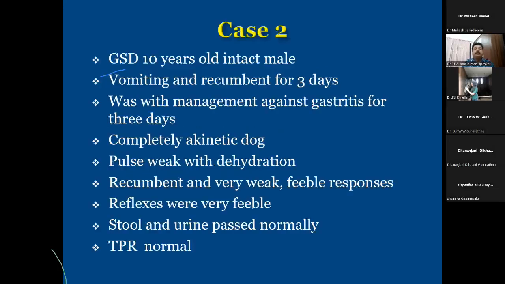And the second case, a GSD. This was a very, very interesting case. This was attended by me and my friend, Dr. Rajesh. A 10-year-old German Shepherd, an old intact male.